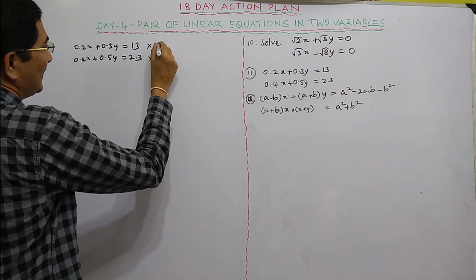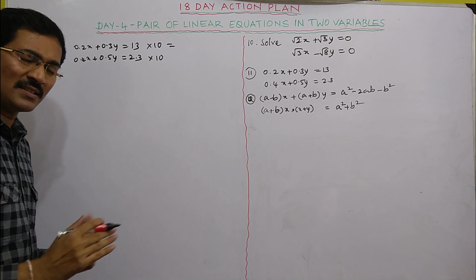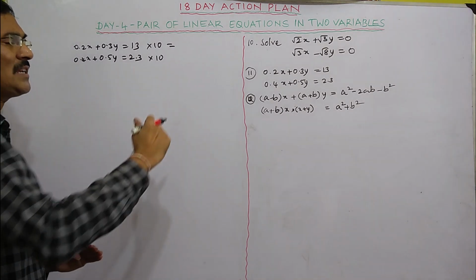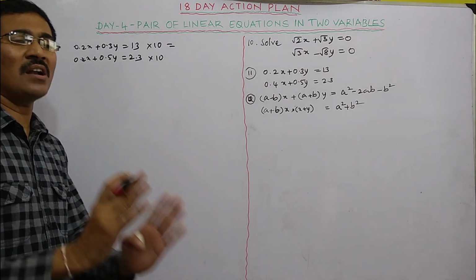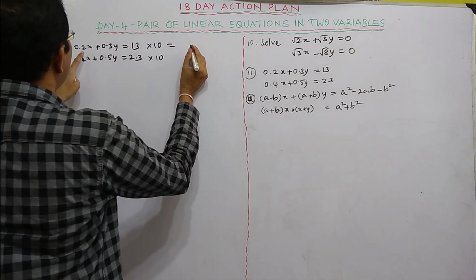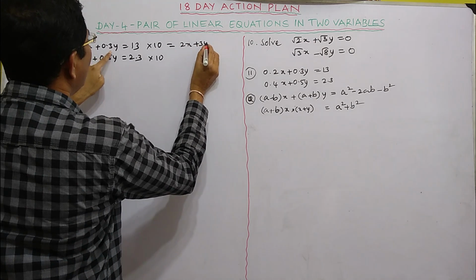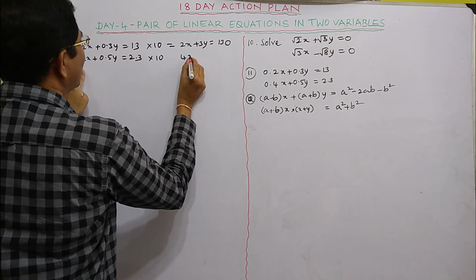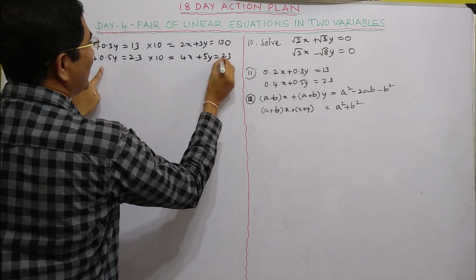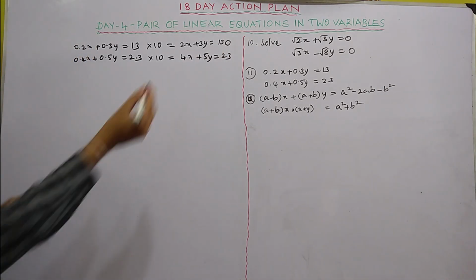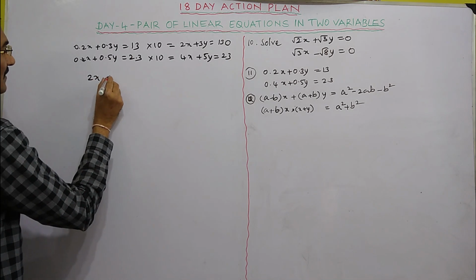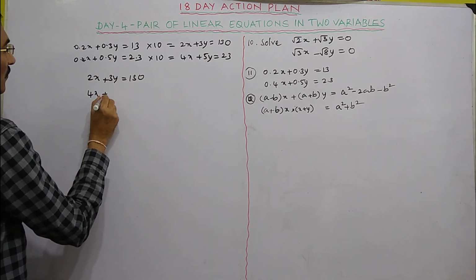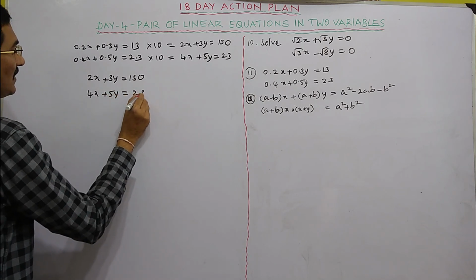What happens? Let us see. Do you think this changes the value? No. As discussed in polynomials, multiplying the whole equation by any number does not alter its solutions. So 10 into 0.2x is 2x plus 3y is equal to 13. 10 into 0.4x is 4x plus 5y is equal to 23. Now solving this is easy. Let us see. So 2x plus 3y is equal to 13. 4x plus 5y is equal to 23.